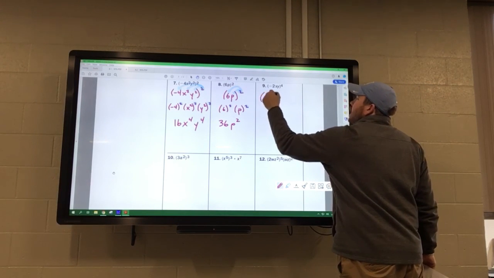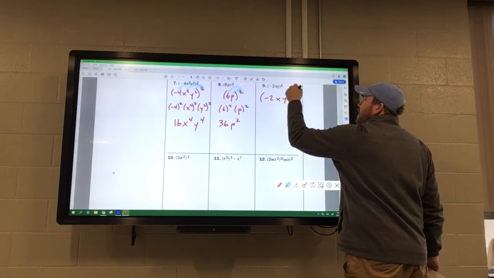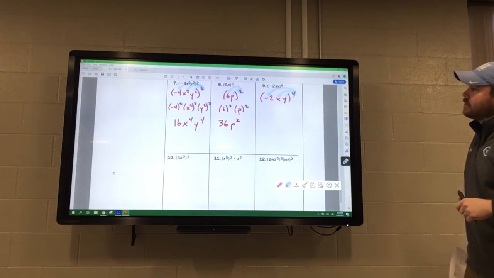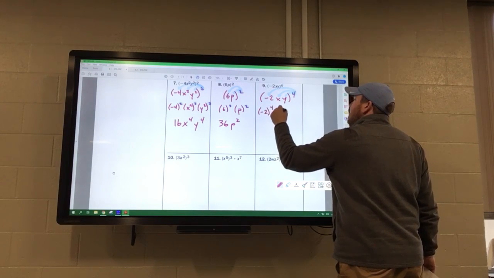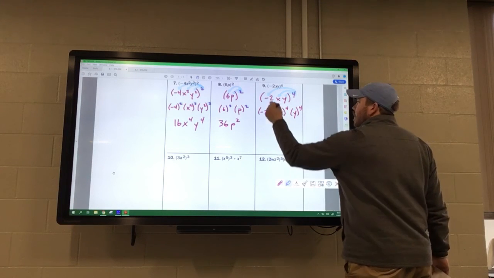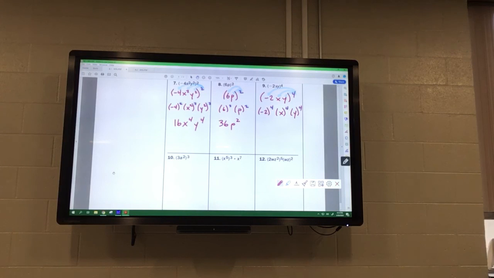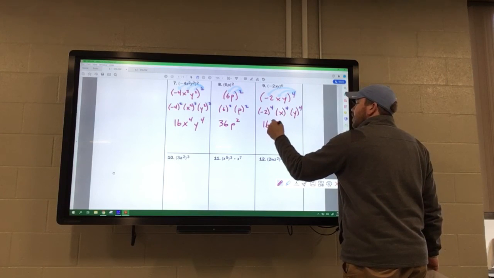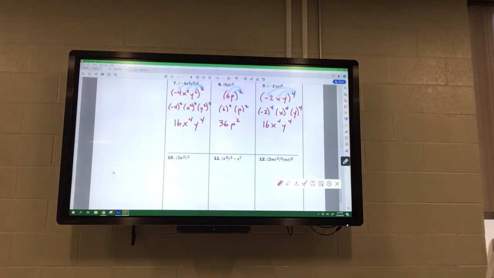For number 9, we have negative 2, x, y to the 4th, and yet again, we're going to need to apply this 4th power to the negative 2, to the x, and to the y, to every piece. So we're going to have negative 2 to the 4th, x to the 4th, and y to the 4th. Negative 2 to the 4th power is 16. X to the 4th is x to the 4th. And y to the 4th is y to the 4th. And we're done.